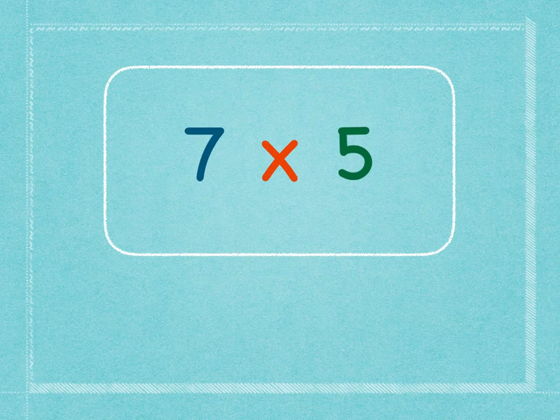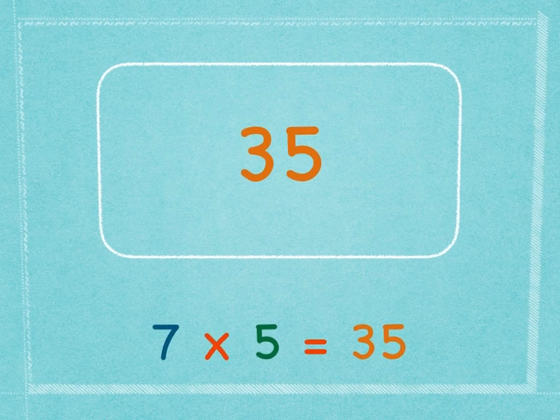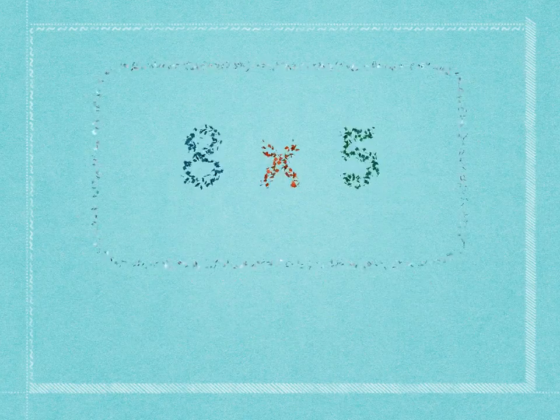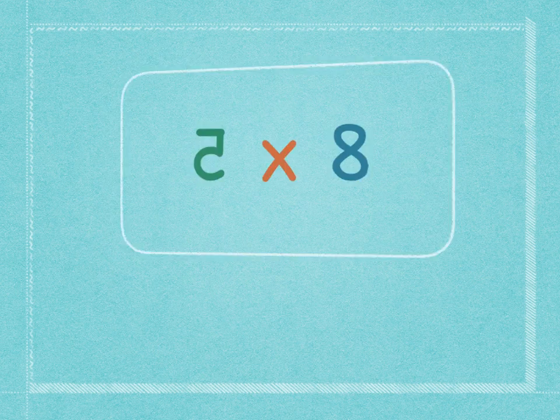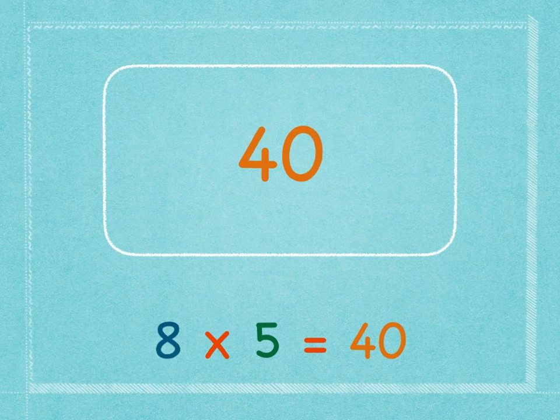7 times 5 is 35. 7 times 5 is 35. 8 times 5 is 40. 8 times 5 is 40.